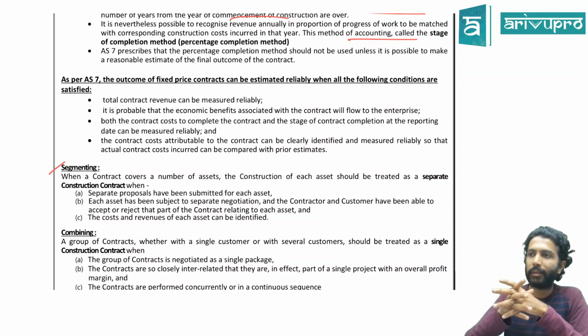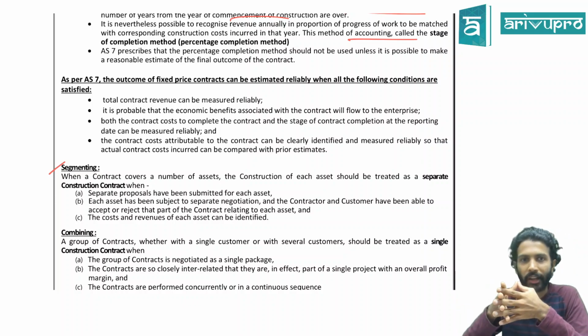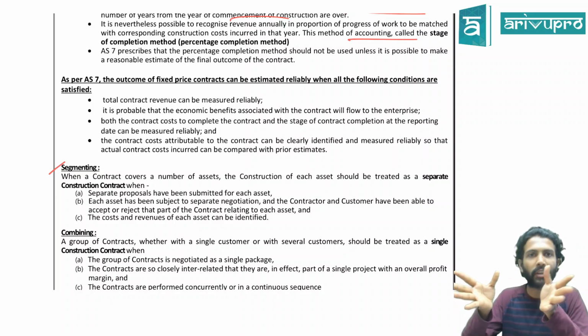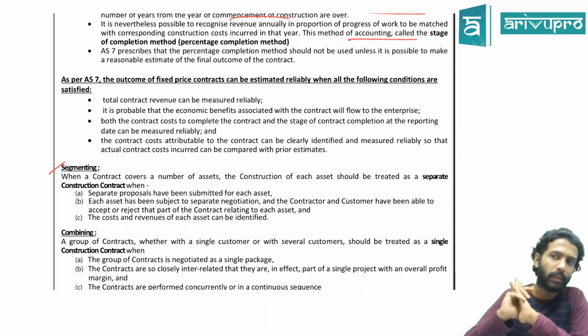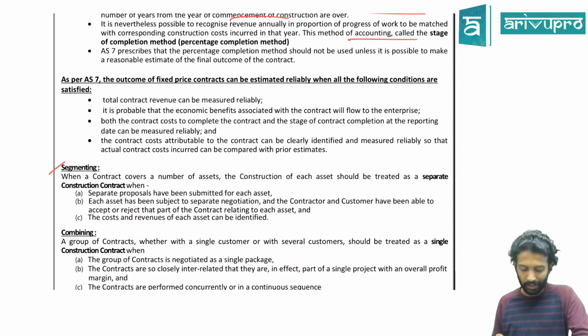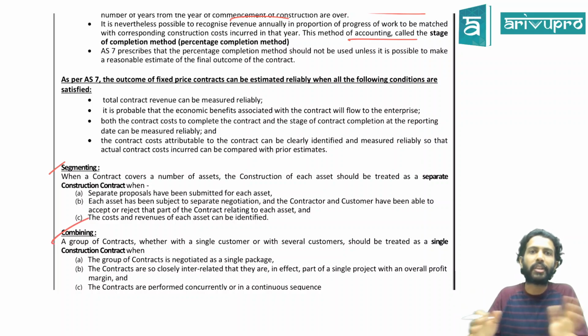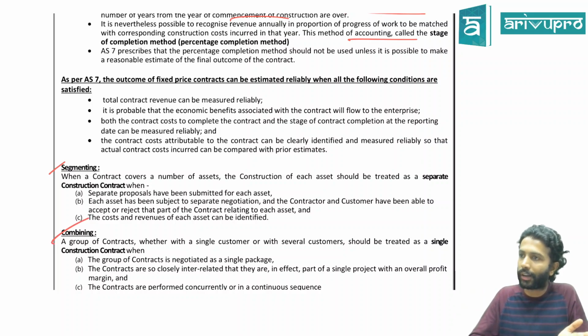Then when will you combine? Other way around. When you have negotiated as one package. When you have sent it as one proposal. When the costs are not measurable. In those cases, you will treat them as one contract. Are we fine? That is what segmenting and combining is. Segmenting means treating them as separate segments, meaning treating them as separate contracts. Combining means treating them as one.